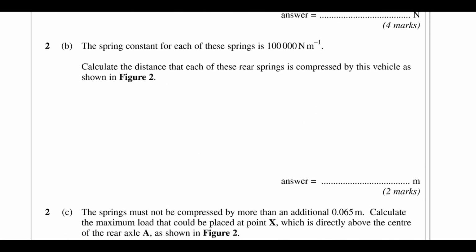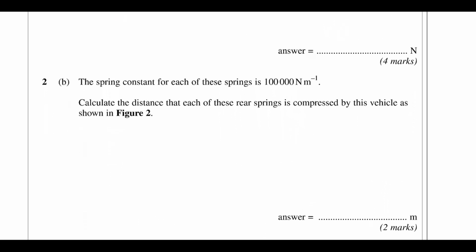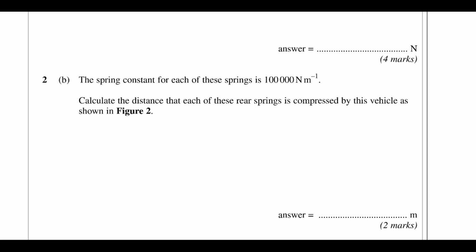The spring constant of each of these springs is 100,000. Calculate the compression. So we're going to be using a rearranged version of Hooke's law. Force divided by K gives you the extension. So each one has a force of 3922 using unrounded. They have a spring constant of 100,000.